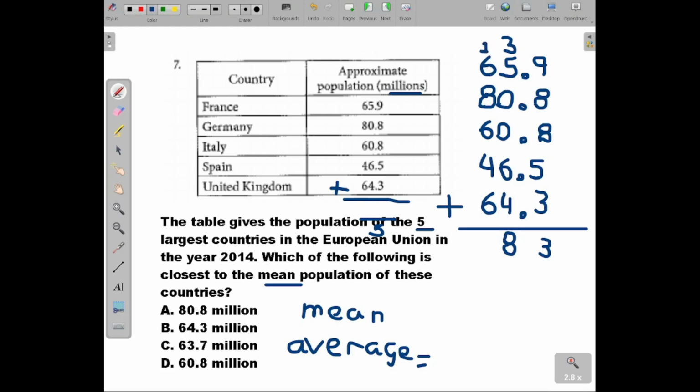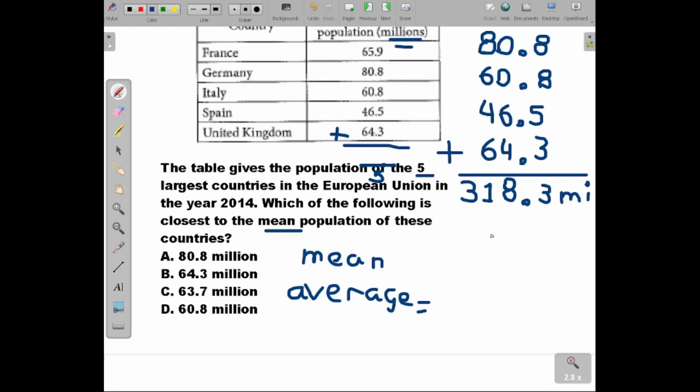1 plus 6 is 7. 7 plus 8 is 15. Plus 6 is 21. Plus 4 is 25. Plus 6 is 31. We don't have to carry here since it's the last number. And now we have a decimal point. So we just add 1 place for the decimal part, and this is millions because we have to keep the unit.